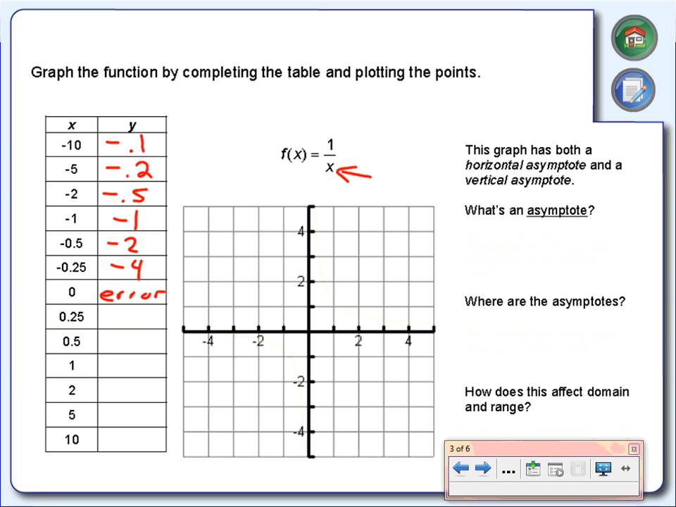All right, so let's keep going here. 1 divided by 0.25 is 4. 1 divided by 0.5 would be 2.